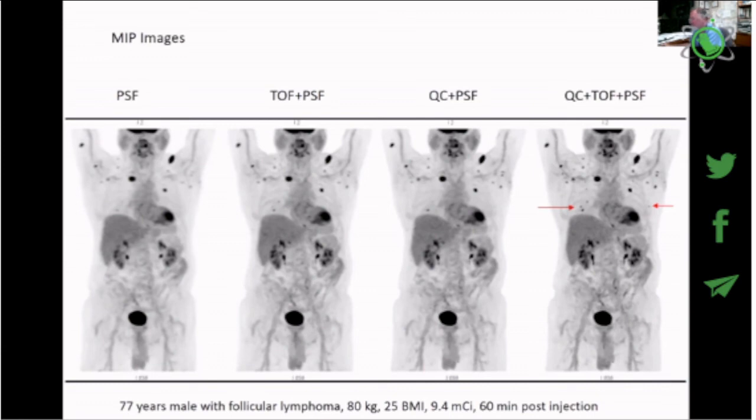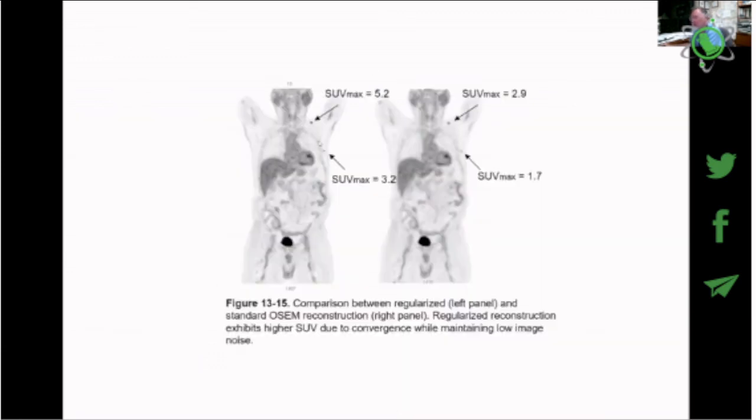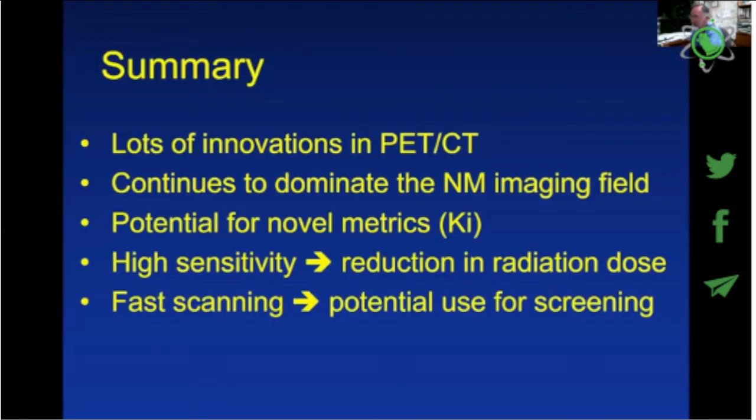This obviously has impact on the activity concentration on the lesions. You can see here with regularized reconstruction versus without regularized reconstruction. You can see here the lesions will have a higher SUV compared to without this regularized reconstruction. So again, you need to be very careful when you are doing this type of reconstruction, especially if you have a baseline scan and you're following up the patient following therapy.